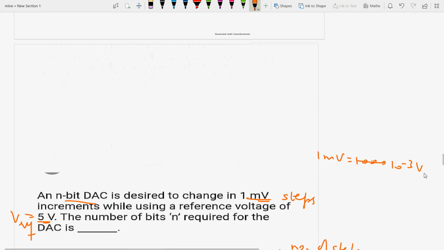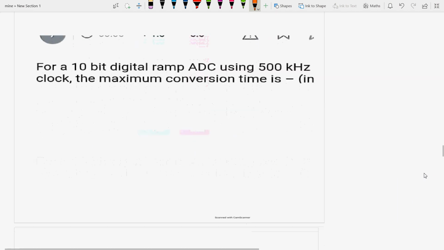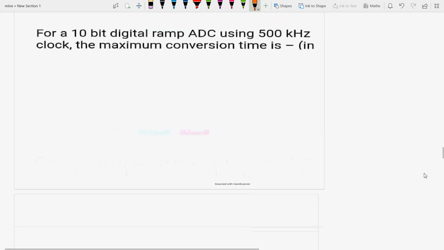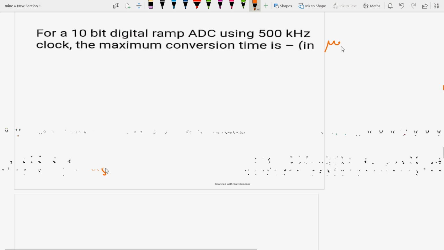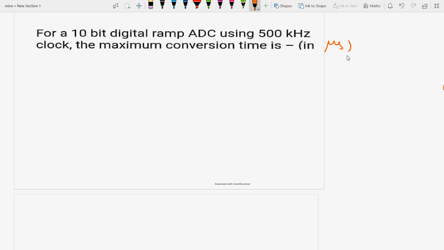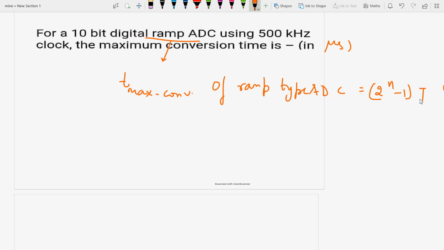Now, next question is: for a 10-bit digital ramp ADC using 500 kilohertz clock, the maximum conversion time in, it is actually asking the maximum conversion time in microseconds. See, the maximum conversion time, what type of ADC is given? It is digital ramp. So, maximum conversion time of ramp type ADC is given by 2 to the power n minus 1 into T, right?